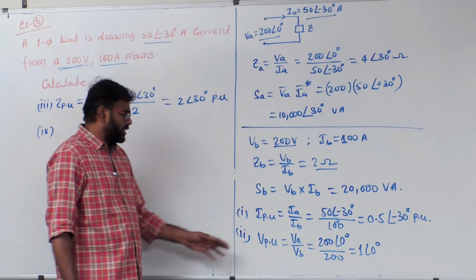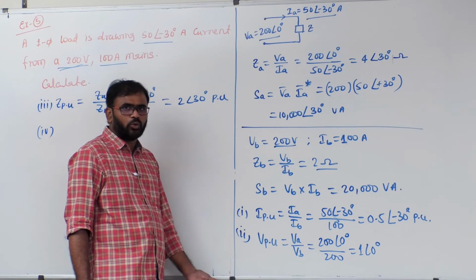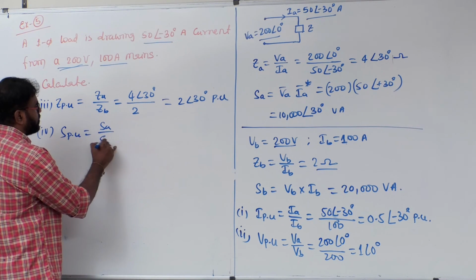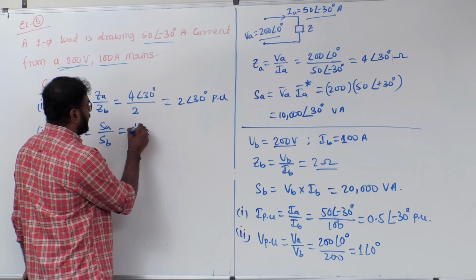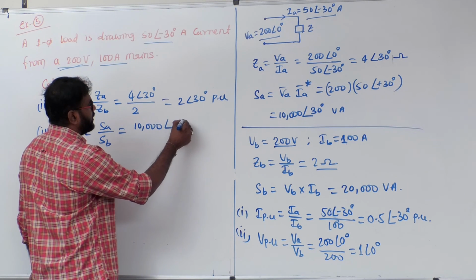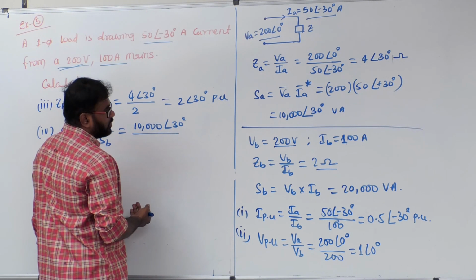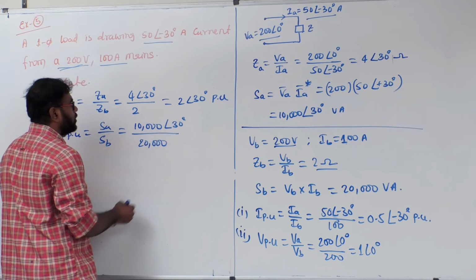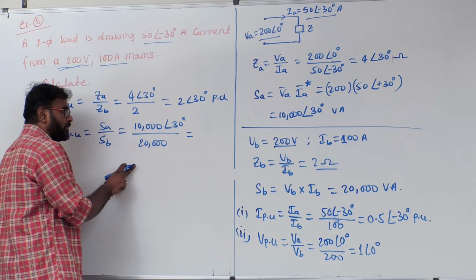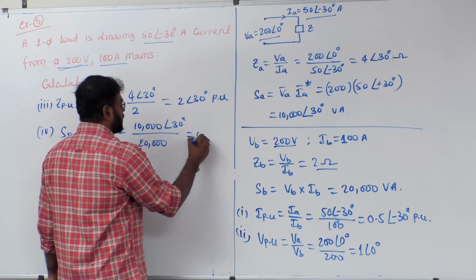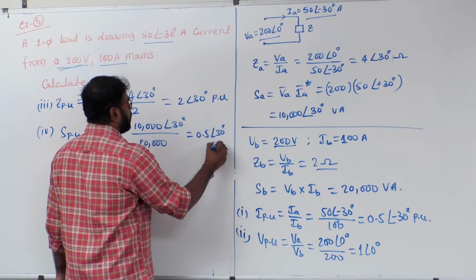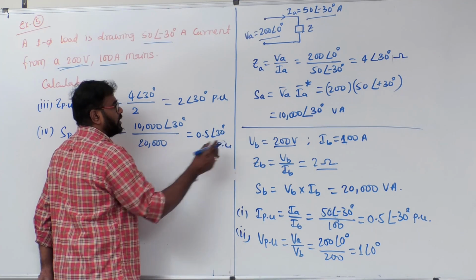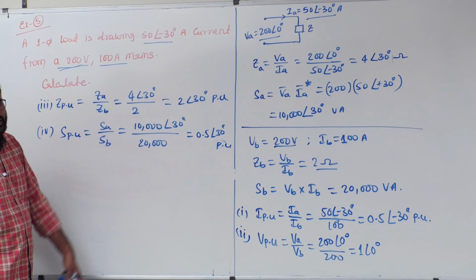Fourth question again, sir. S per unit is V per unit into I per unit conjugate. You can do that. Otherwise, S actual by S base. What is S actual? 10,000 at an angle 30 degrees divided by S base. S base is 20,000. So what do I get now? 10,000 by 20,000, that is 0.5 at an angle 30 degrees per unit.